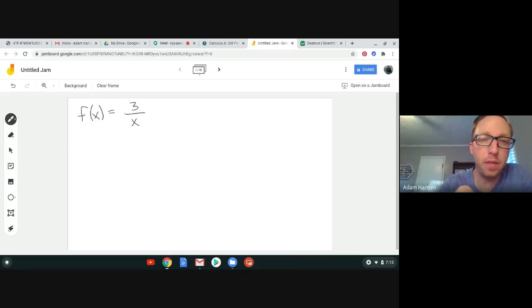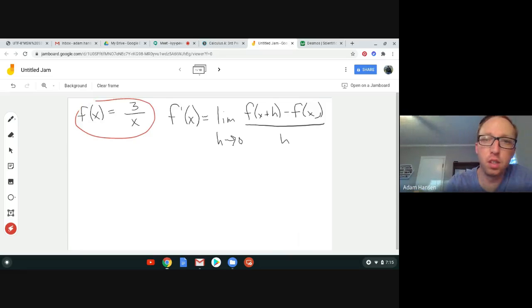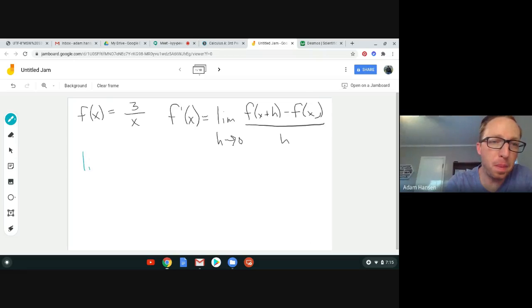So recall the limit definition of a derivative: f prime of x is equal to the limit as h approaches 0 of this difference quotient, f of x plus h minus f of x, all divided by h. So we have the function f of x equals 3 over x. Let's set up this limit. The limit as h approaches 0.